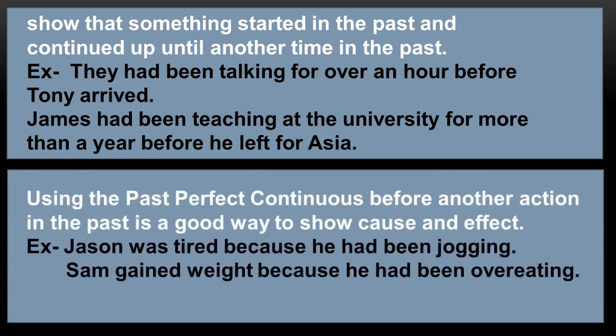Next use we have: using the past perfect continuous before another action in the past is a good way to show cause and effect. That means to talk about the continuity and also to show cause and effect, we use past perfect continuous with simple past. For example, Jason was tired because he had been jogging. Sam gained weight because he had been overeating. So they were the uses of past perfect continuous tense.